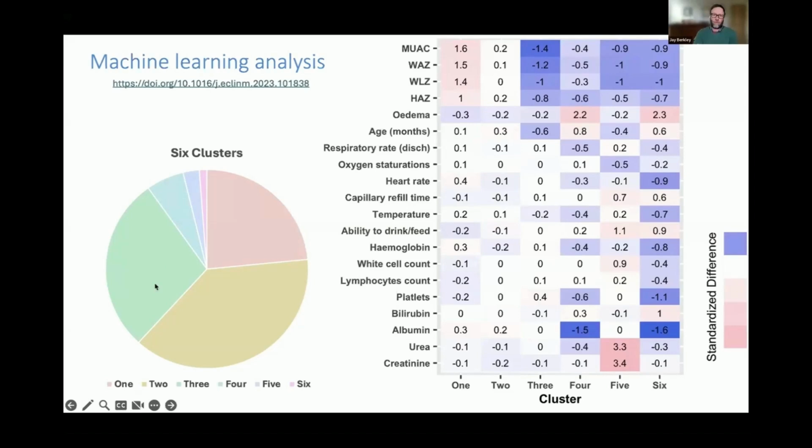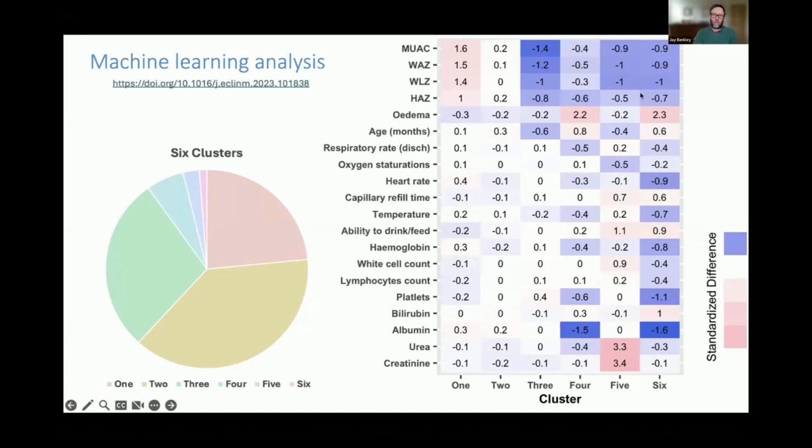And then we have 3 much smaller groups. So group 4 don't have very bad markers of wasting, but they do have a high level of nutritional edema. And they also have a very low albumin. That's 4 in the blue. This is a typical kwashiorkor case, but without very severe medical complications.